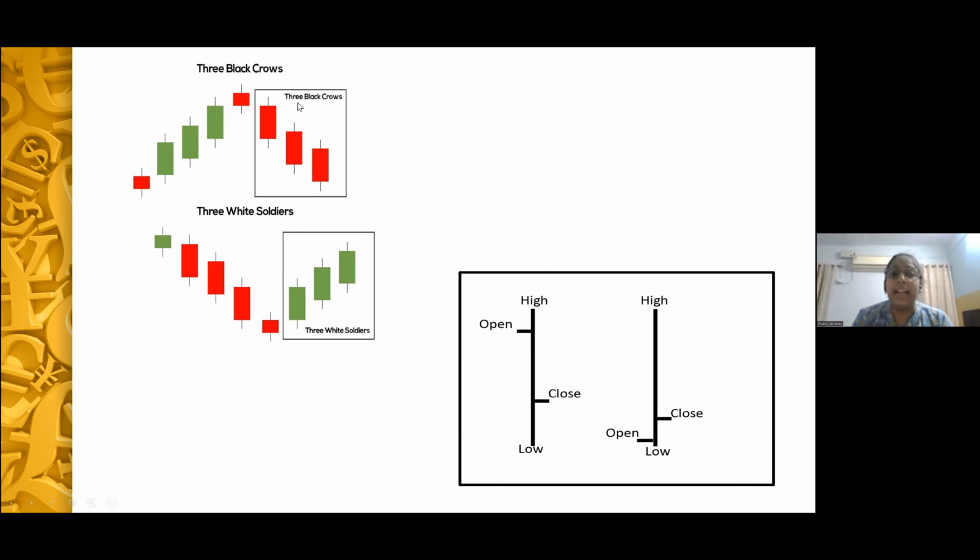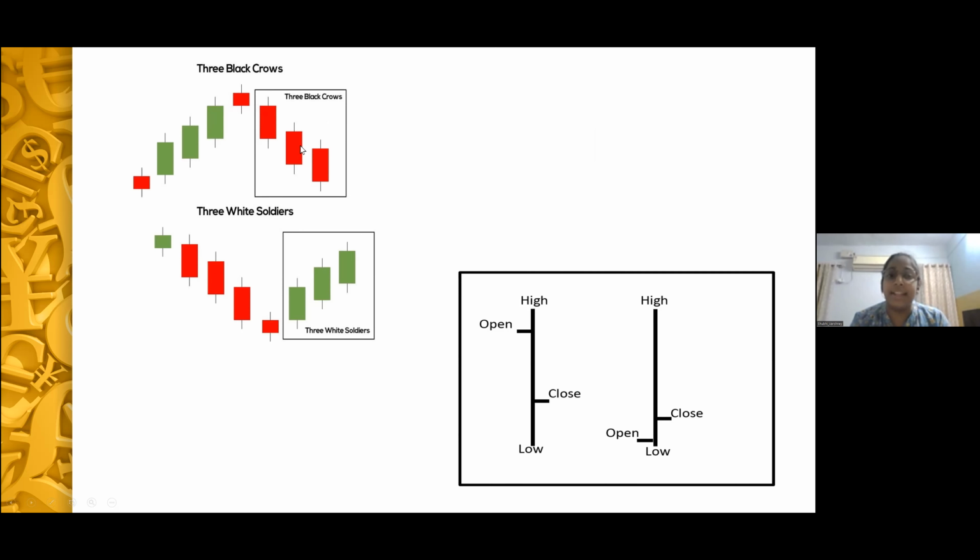Now, similarly, there are 3 black crows also. This pattern is characterized by 3 bearish red candles, which indicate that the trader must now take his exit from that particular stock so as to ensure that he does not have to bear any further losses. Now, please pay attention that this is a candlestick chart. At the same time, this is known as an OHLC chart. OHLC is an abbreviation for open, high, low, and close.